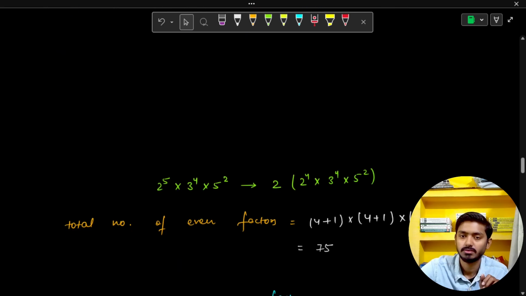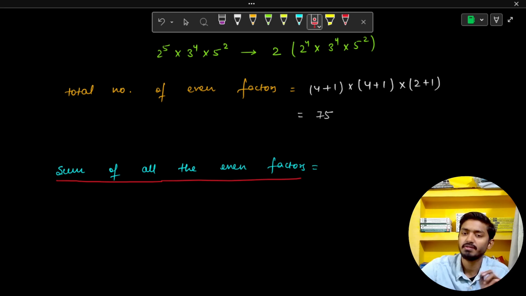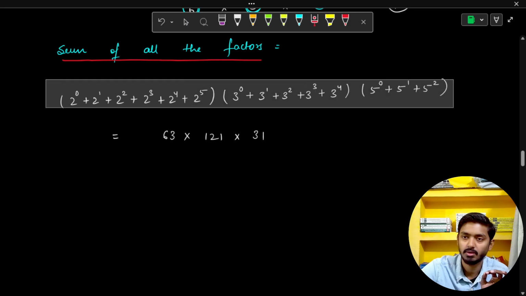What about the total number of even factors? Sum of all even factors. We are going to do exactly the same thing. Let me copy this stuff actually. Let me copy this.